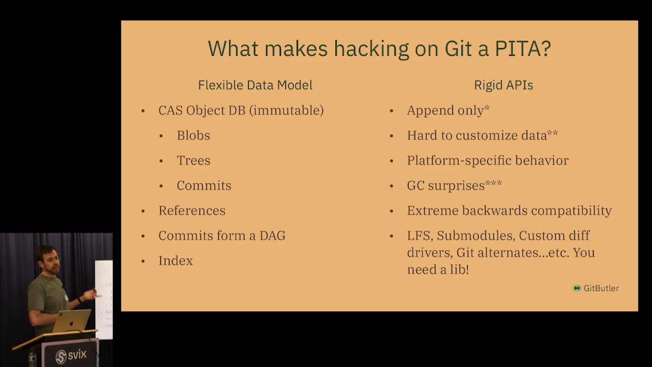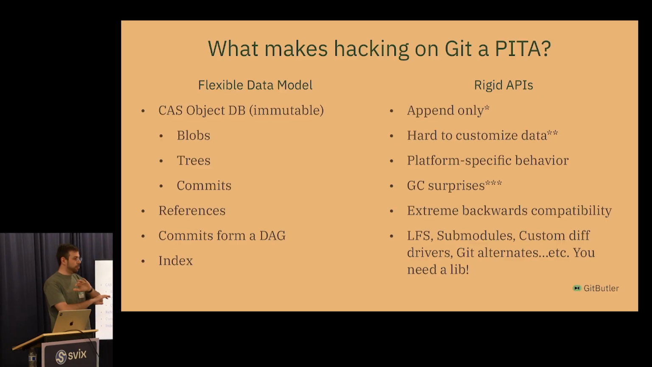Then you have references. In Git, references are what branches are. A branch is a pointer to a commit. And then the commits form a graph because a commit points to one or multiple parents. And then you have an index, which is something. Like, let's not talk about the Git index.